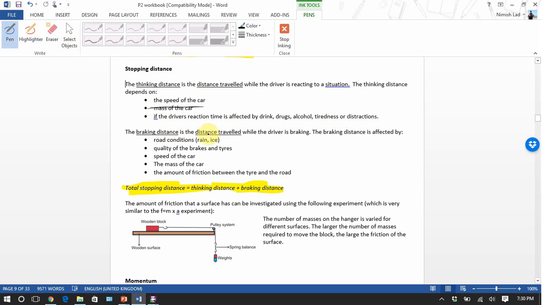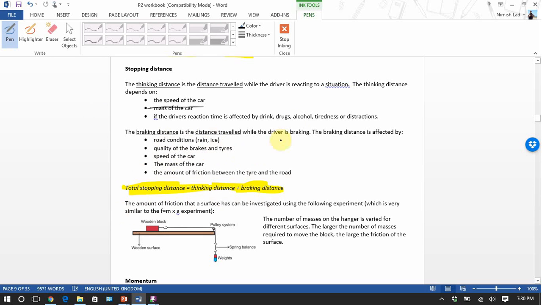The braking distance does depend on the mass, the speed, the quality of the brakes and tyres, the quality of the roads, and the amount of friction between the tyres and road as well. Before I forget, total stopping distance is equal to thinking distance plus braking distance. So the distance you travel while you're thinking about braking and the distance you actually travel while you're braking.